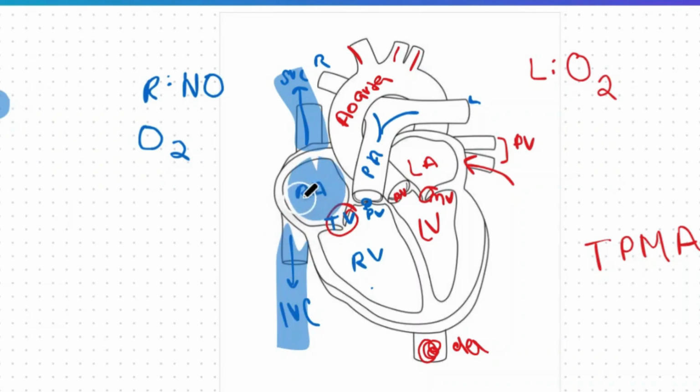Once the right atrium is full of blood, it creates pressure on the tricuspid valve, leading it to open into the right ventricle. Once that right ventricle is full, it opens the pulmonary valve, which leads all the pressure moving into the pulmonary artery to the left and right lungs.